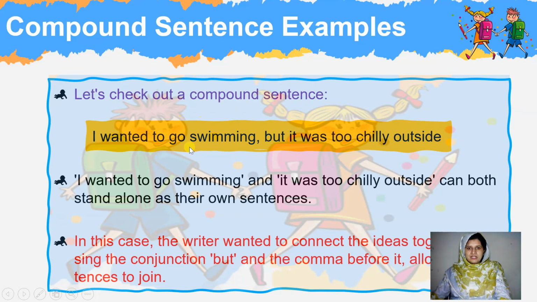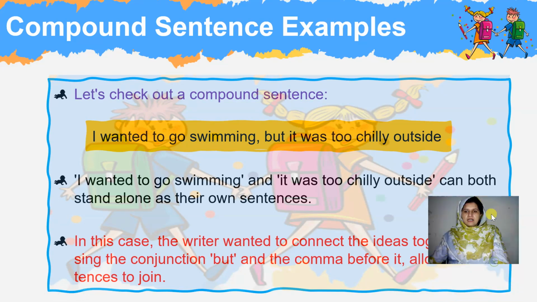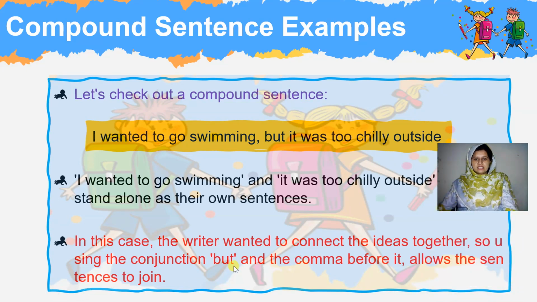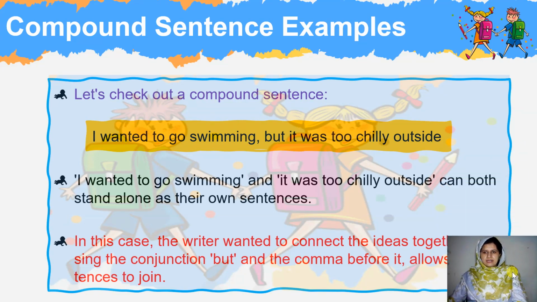So now two independent clauses are joined together through the coordinating conjunction but and a comma, and it gave us a compound sentence, right? In this case, the writer wanted to connect the ideas together, so using the conjunction but and the comma before it allows the sentences to join. You could have given these sentences separately, but it was more appropriate at this point to combine them to make the compound sentence. And of course, you should not keep writing individual sentences all the time, right? A compound sentence can be a good choice.